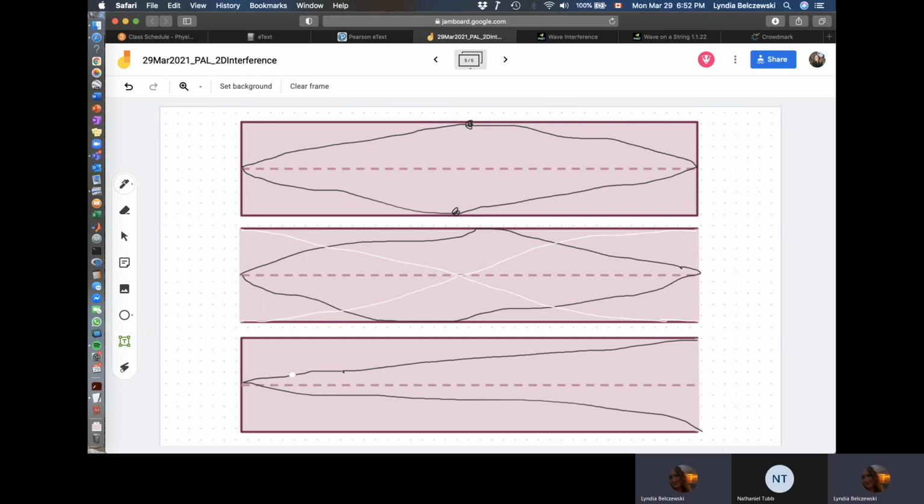This last one looks great though. You have it fixed. You have a node in the middle at the closed end, and your open end is oscillating top to bottom. Fantastic.